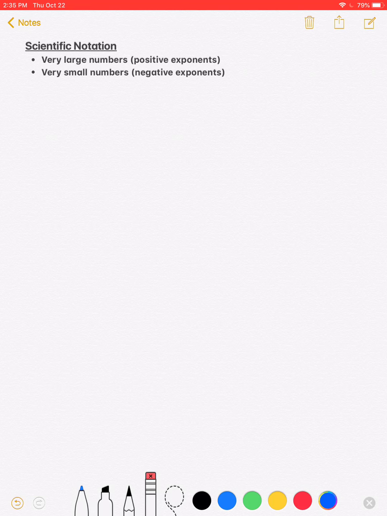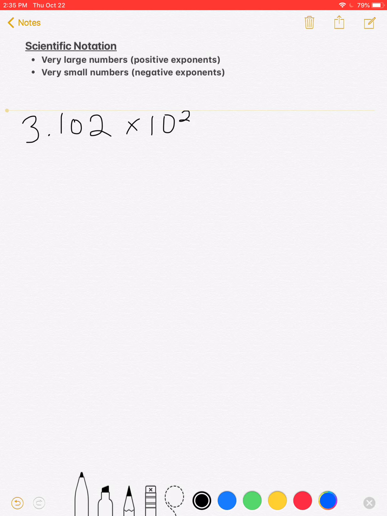And what you need to remember is, here's an example of a number written in scientific notation. This is just a random number that I have, 3.102 times 10 to the second power. So this number right here is written in scientific notation, and it also has a positive exponent. So this 2 right here, that is a positive exponent.